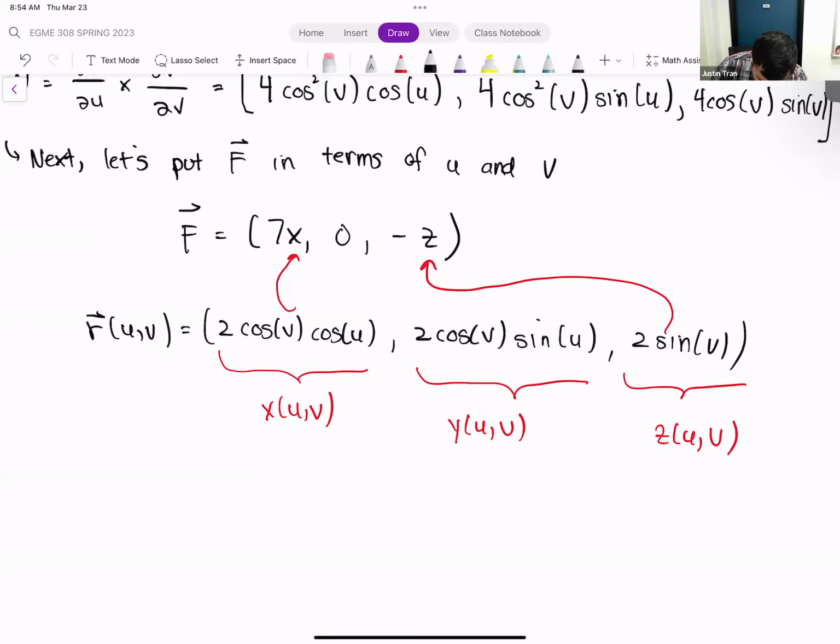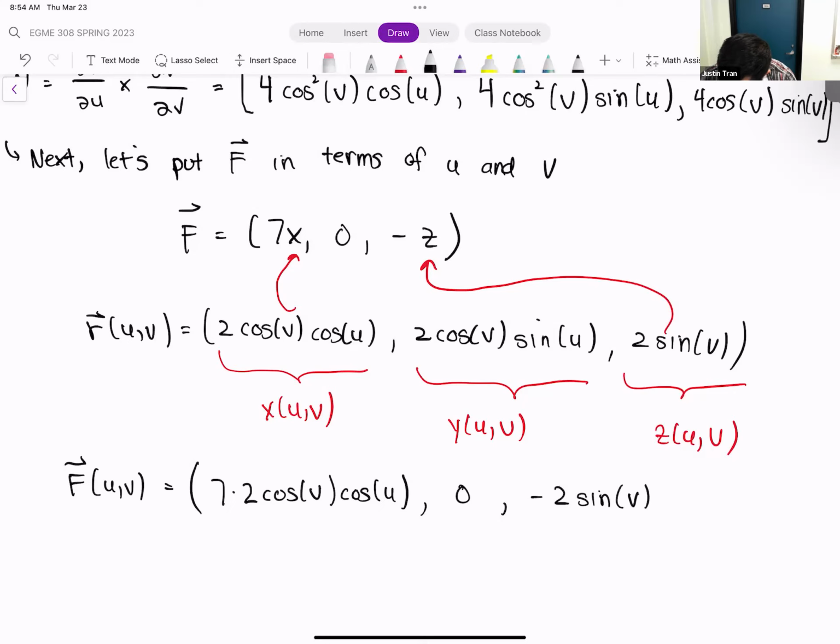All right, and so if we do that, our F, first we have 7x. In for x, I'm going to plug in our x of u and v from our parameterization. So it's going to be 7 times 2 cosine v sine u. Our next component of F is just 0, and 0 is just 0. We don't need to plug in anything for that. And then we have minus z. So we're going to plug in our parameterization for z. So this is going to be minus 2 sine v. And of course, for the first term, you could simplify that a bit. 7 times 2 is 14, so you can just replace that with 14.